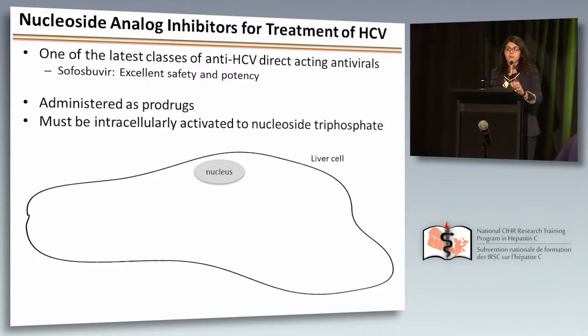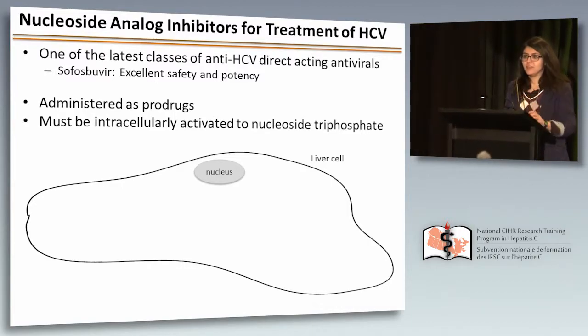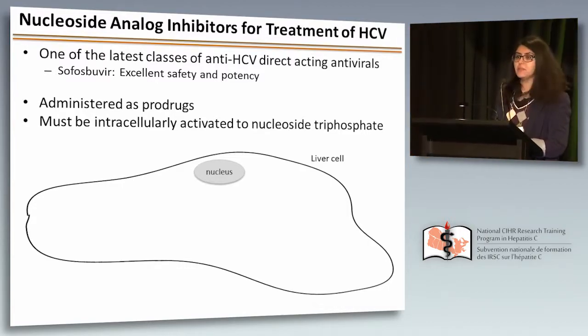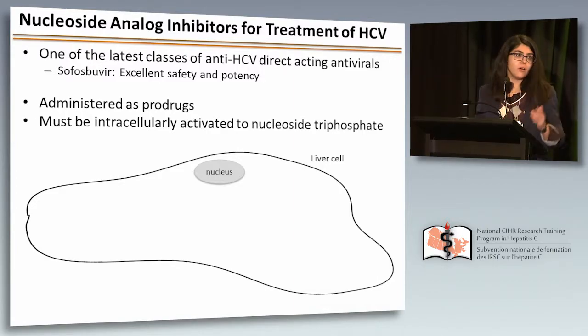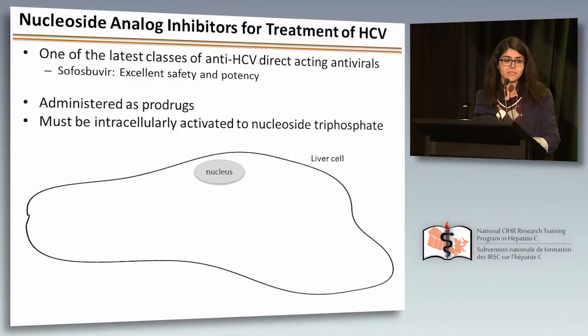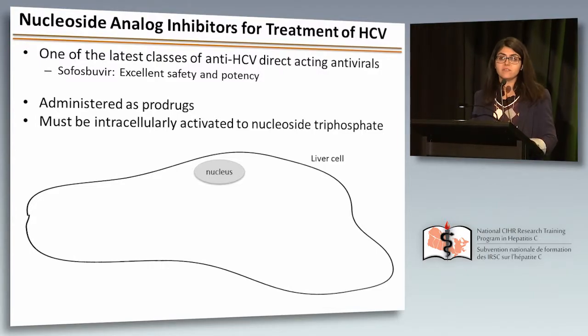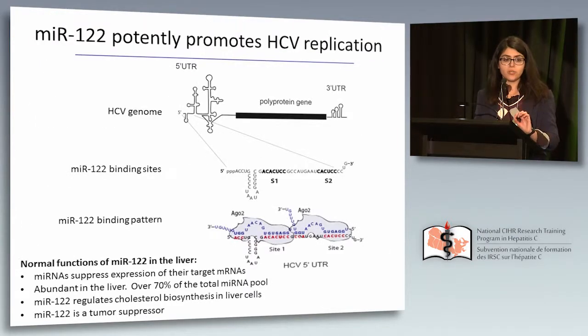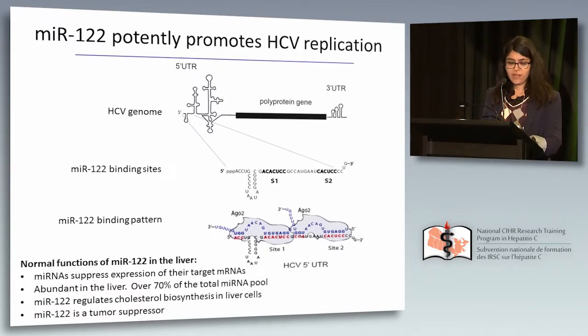We've heard a little bit about nucleoside analogs, so that's going to help me with some of the background of what I'm going to be talking about. As you are all aware, nucleoside analogs such as sofosbuvir have become one of the latest classes of compounds to receive approval for clinical use against Hep C. Compounds such as sofosbuvir are administered as prodrugs that must be intracellularly activated to their nucleoside triphosphate form before they can exert their antiviral activity.